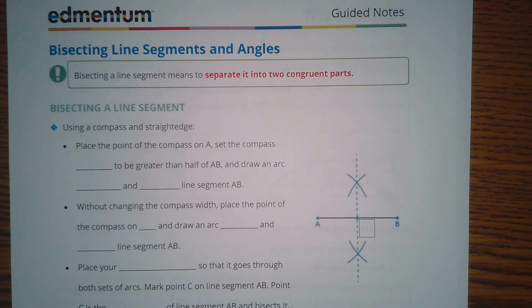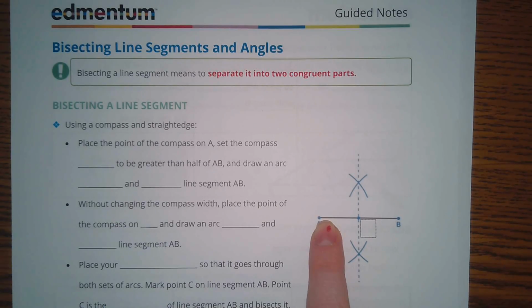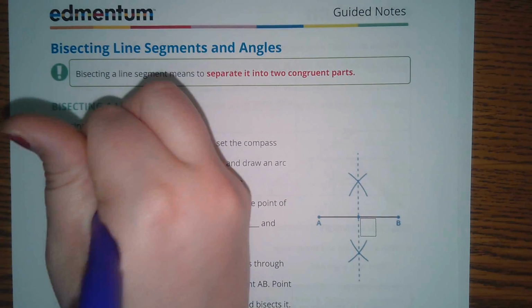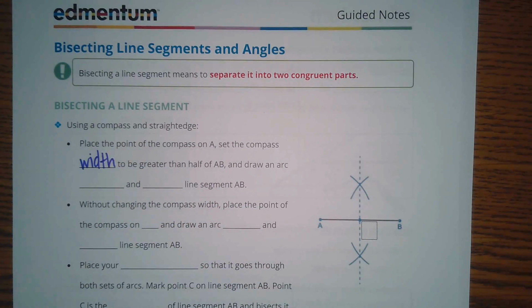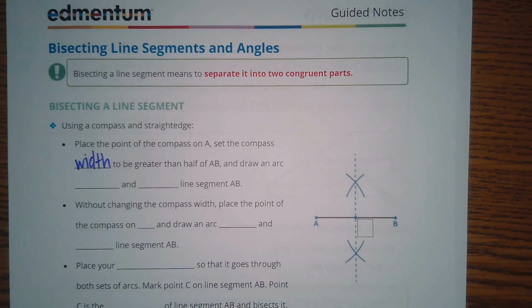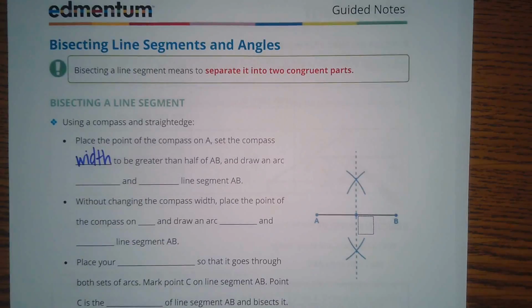Our first thing that we're going to do is place the point of the compass on A, so right over here. And then we're going to set the compass to be a width that's going to be greater than half of AB. So in other words, I want the compass to fall somewhere in this section, greater than half but less than B. That's because if it was less than half, these would never intersect. So it has to be a little bigger than the halfway point.